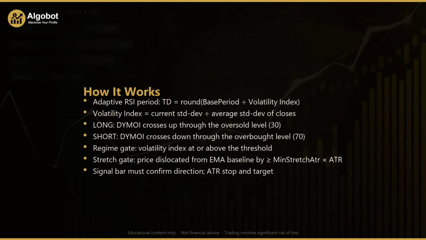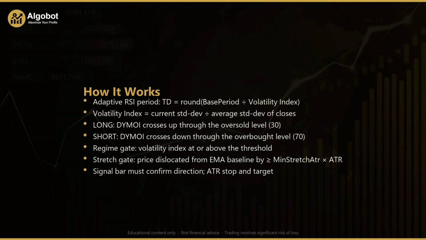On every newly closed bar, the expert advisor rebuilds the Dynamic Momentum Index from scratch. It starts by measuring the standard deviation of the last few closing prices, using the STD period of 5 bars. It then averages that reading over the STD smooth period of 10 bars to get a baseline volatility. Dividing the current reading by that baseline produces the volatility index. A value above 1 means volatility is above average.